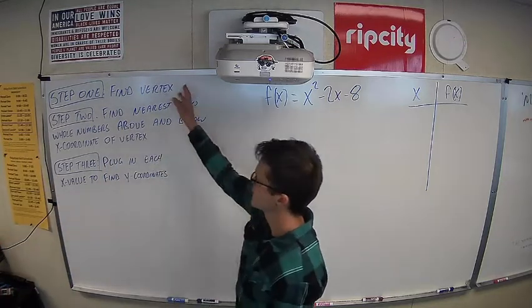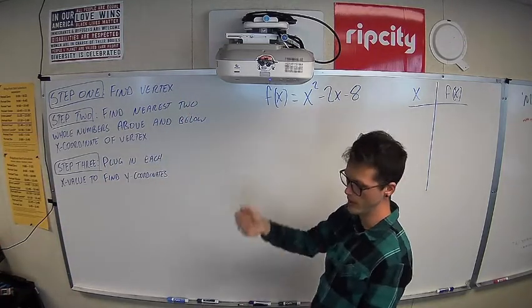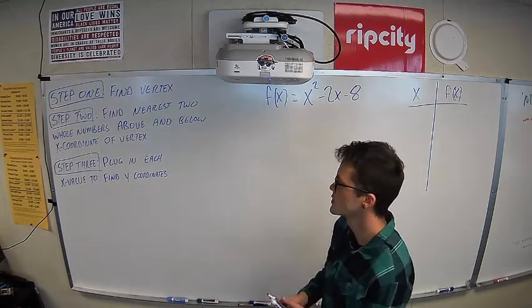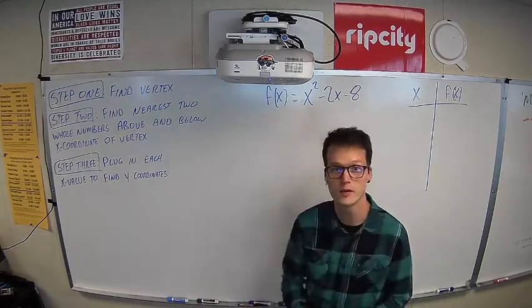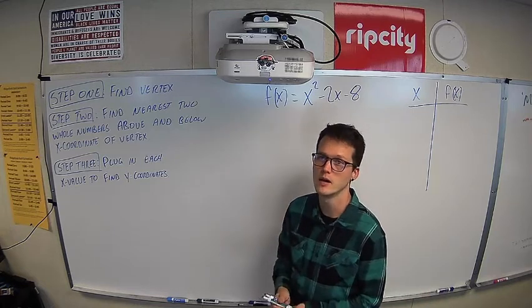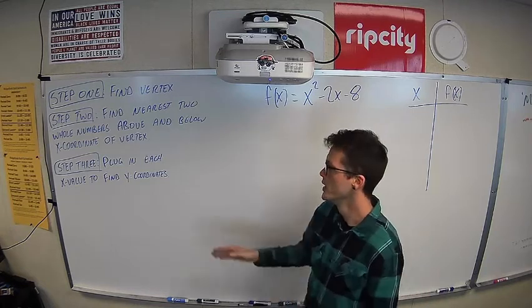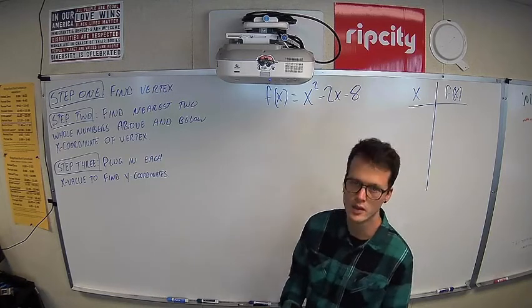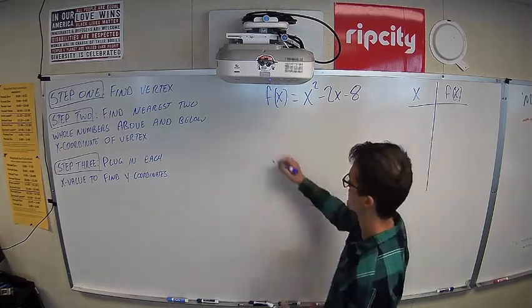Here we go. I got some steps. I'm gonna read them out, and then I'm going to implement them. So step 1, we're going to find the vertex. Step 2, find the nearest whole numbers above and below the x-coordinate of the vertex. Sometimes our vertex comes at a decimal. That's okay. We can work with it. Step 3, plug in each x value to find the y-coordinates. Let's walk through each of these pieces of the puzzle.